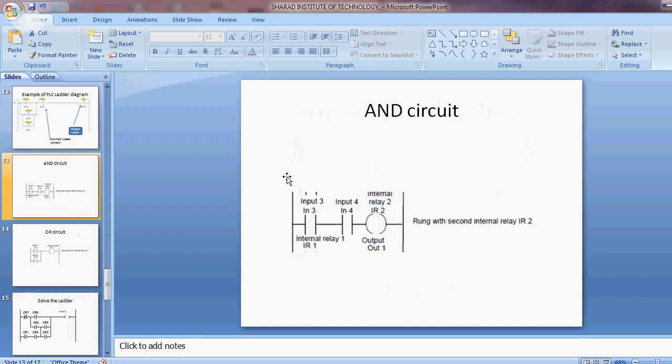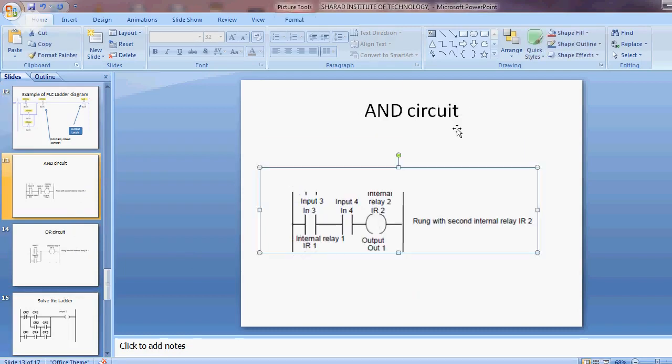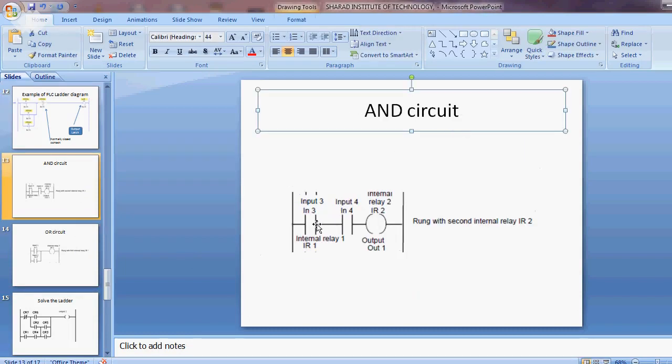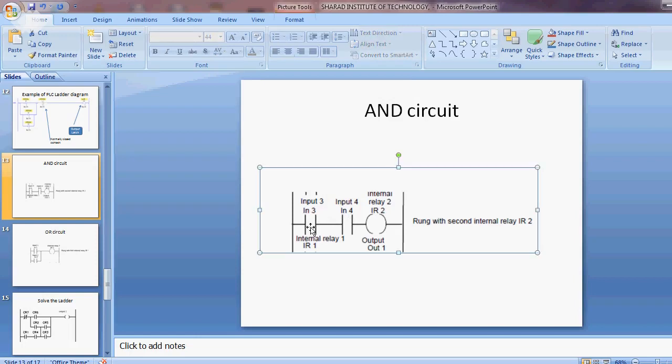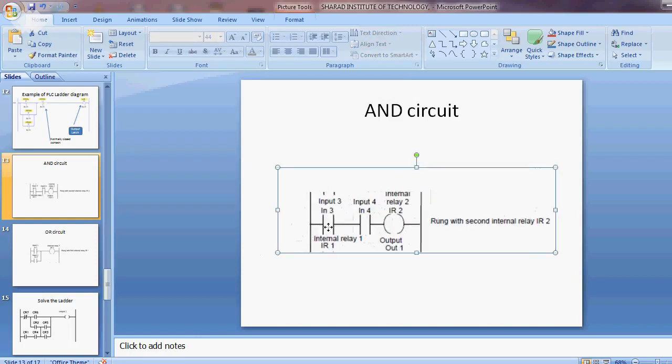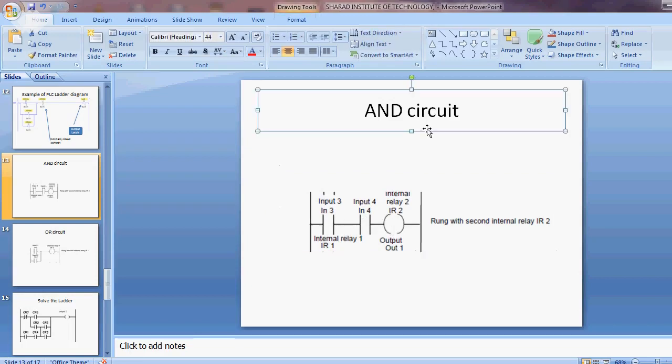Then next we move to AND circuits. So an AND circuit is like this: two inputs, input 3 and input 4, two normally open symbols in series, and the output on the right-hand side. When these two inputs are on, then and only then the output will be on. So this is the AND circuit.